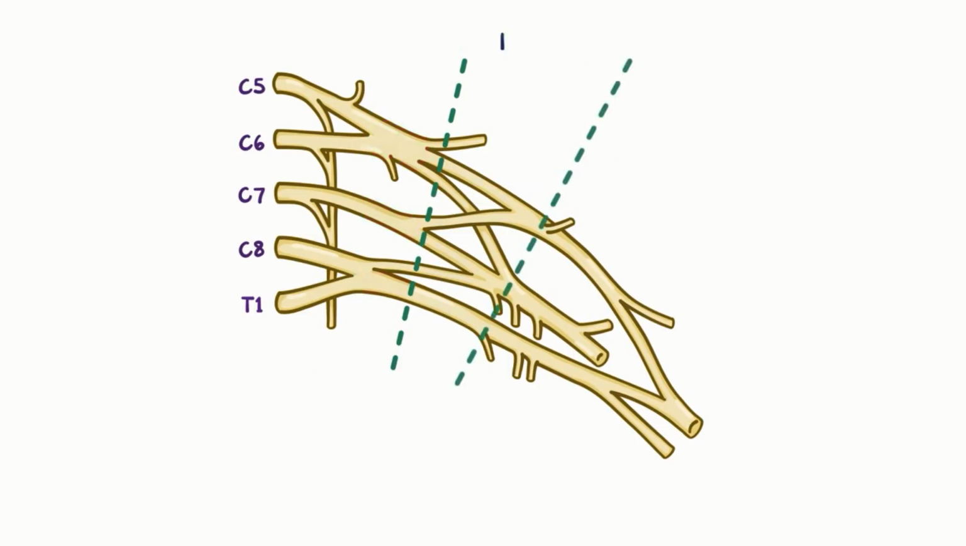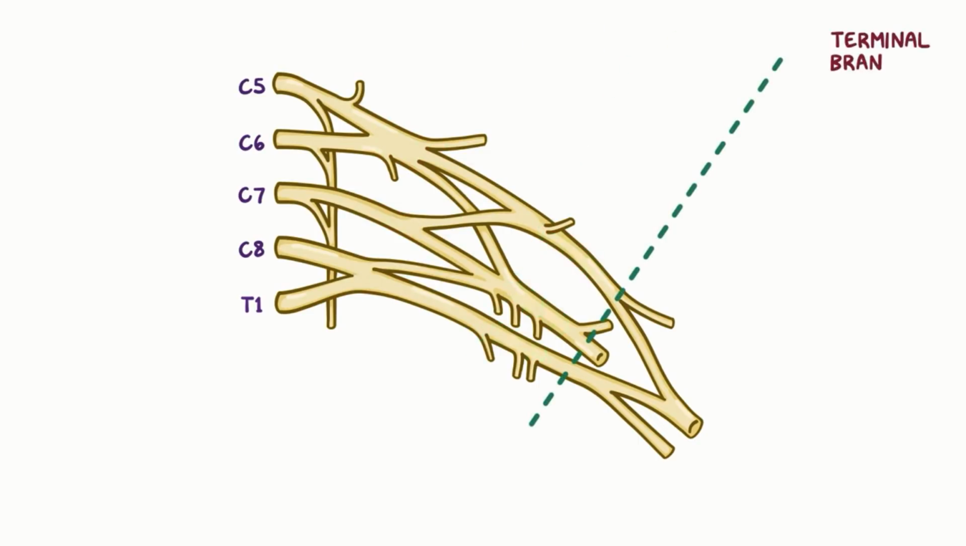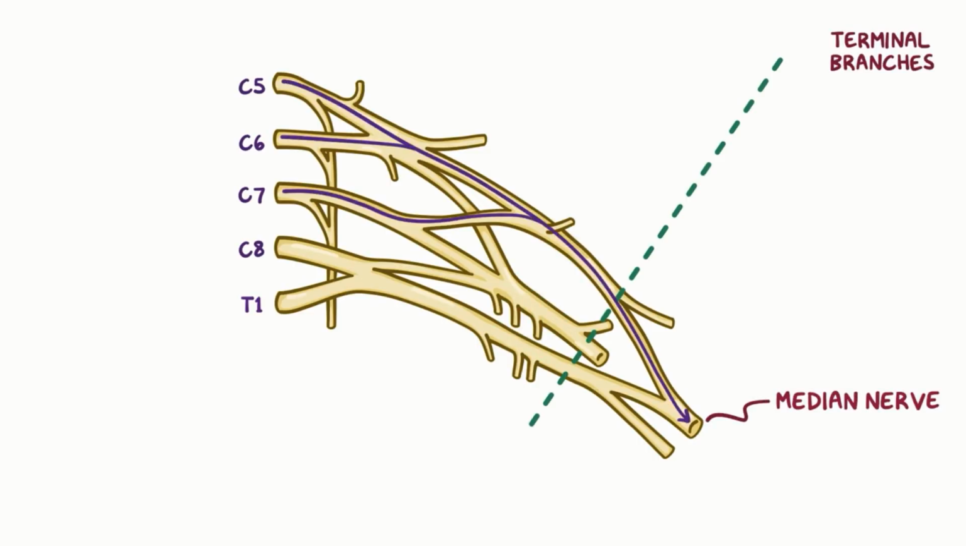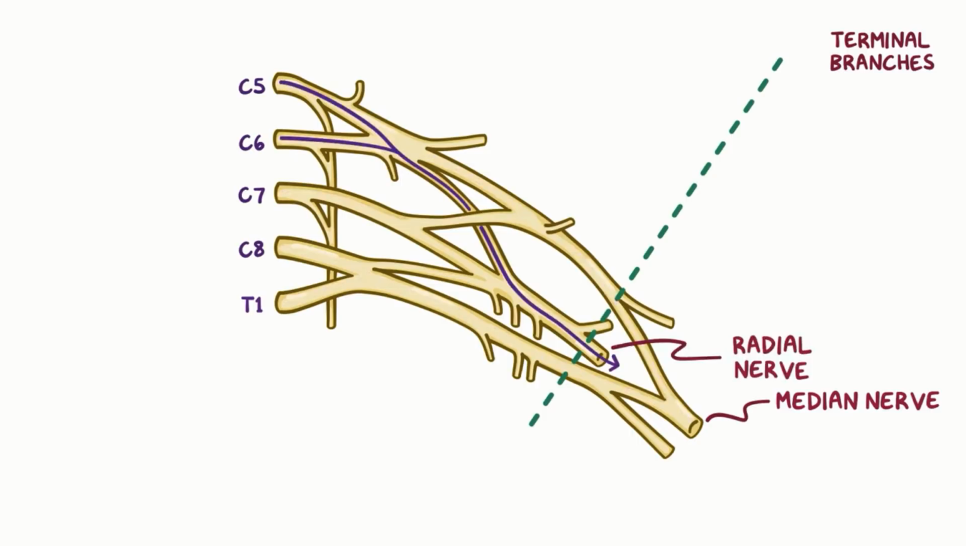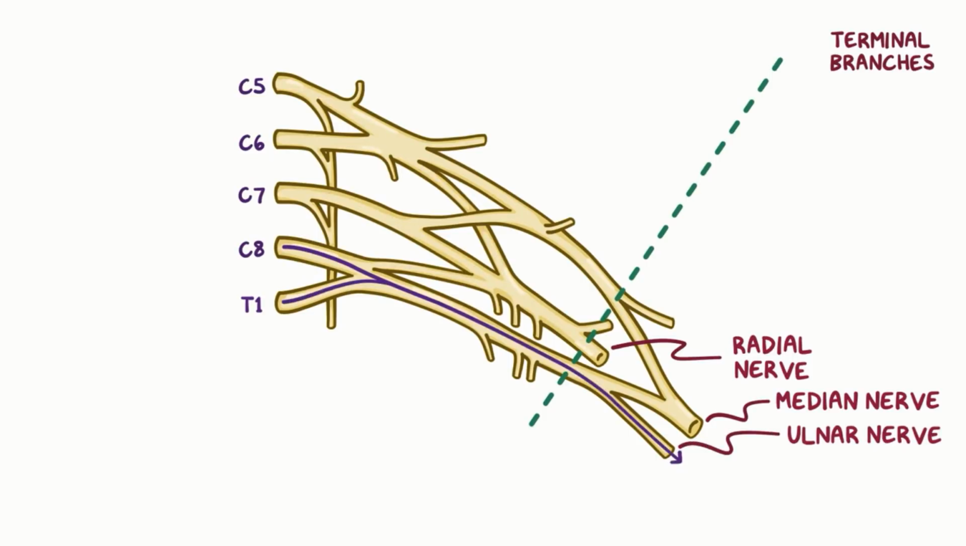These trunks then form 6 divisions, which will regroup with each other to form 3 cords. These cords give off 5 terminal branches. The main 3 are the median nerve, which is made up of contributions from C5, C6, C7, C8, and T1, the radial nerve, which is also made up of contributions from C5, C6, C7, C8, and T1, and finally, the ulnar nerve, which is made up of contributions from C8, T1, and occasionally C7.